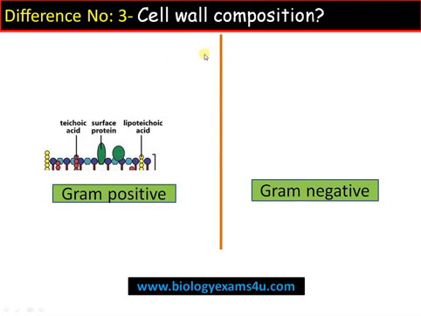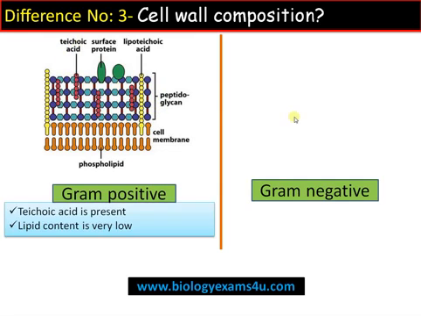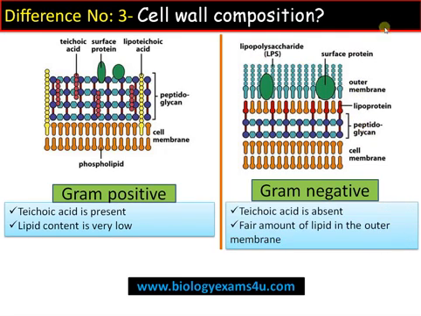Regarding the cell wall composition, in the case of gram-positive bacteria, the peptidoglycan wall is very thick and teichoic acid is present. Whereas in the case of gram-negative bacteria, the peptidoglycan wall is very thin. There is an outer membrane which is made up of lipopolysaccharides and proteins. So lipid content is high in gram-negative bacteria and teichoic acid is absent.